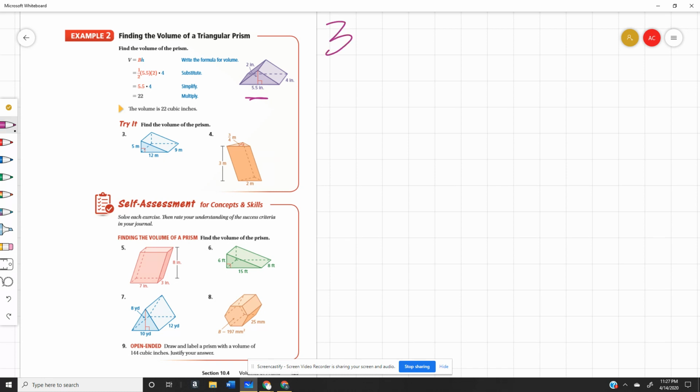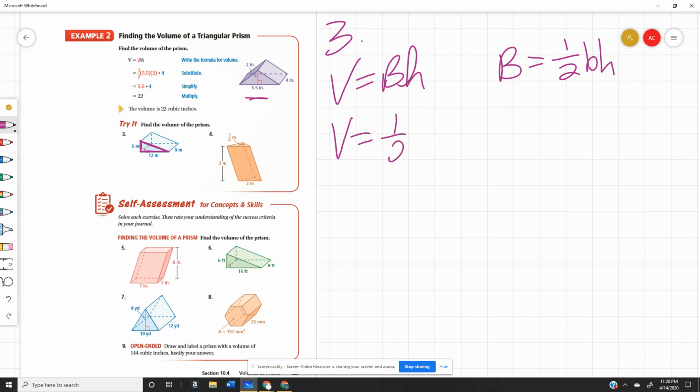Try it 3, sorry. The first thing we're gonna do is we're gonna write our formula, and then we're gonna write that B is equal to 1/2 little b times height. Okay, so for this one, we have our base is the triangle right here. That's our base. So we're gonna say volume equals 1/2 the length of the base, which is 12, times the height of the base, which is 5, times the height of the figure itself, which is 9. Okay? Remember, imagine this figure sitting up on its base. Imagine if it's up on that base, it's going to be 9 meters tall.